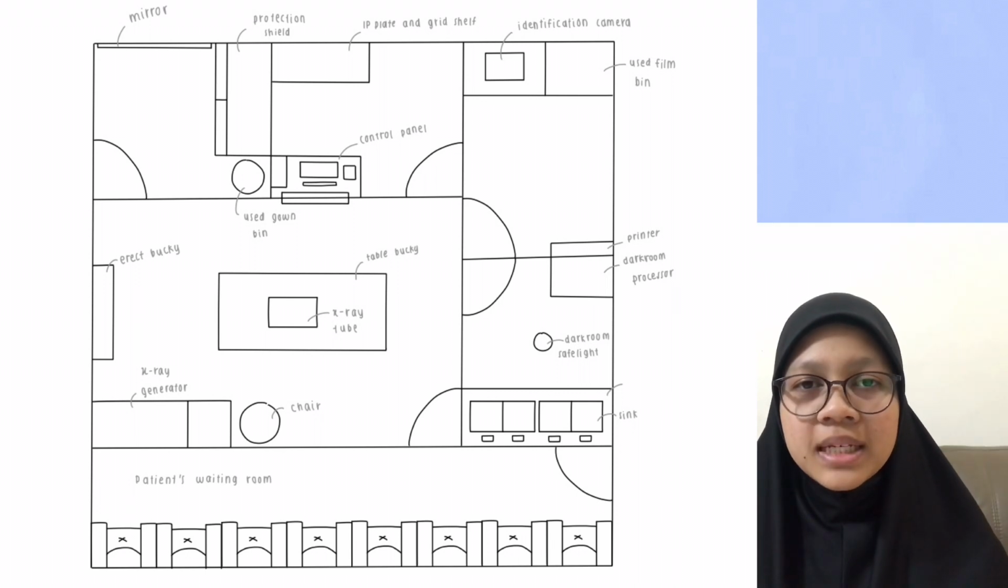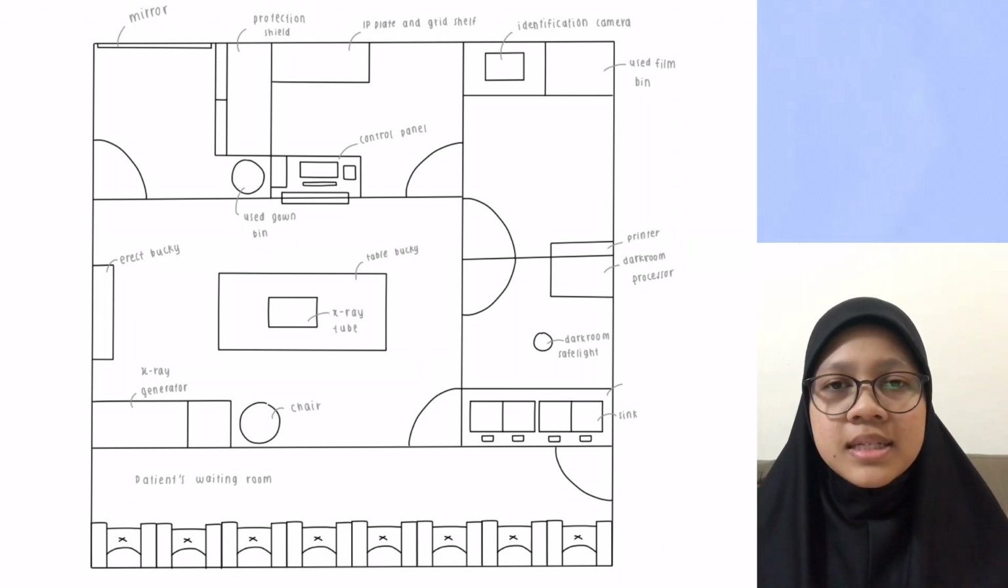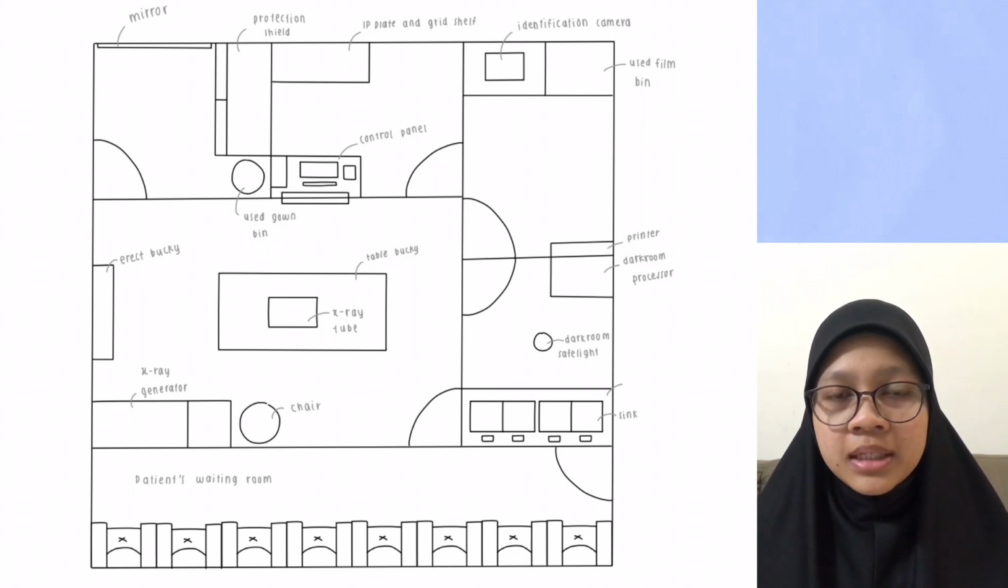The darkroom and the processor room are placed side by side since the darkroom processor connects with the printer. A sink is provided in the darkroom for safety purposes, because we use chemicals in the darkroom. So if we accidentally touch a chemical, then we need to wash that part immediately.